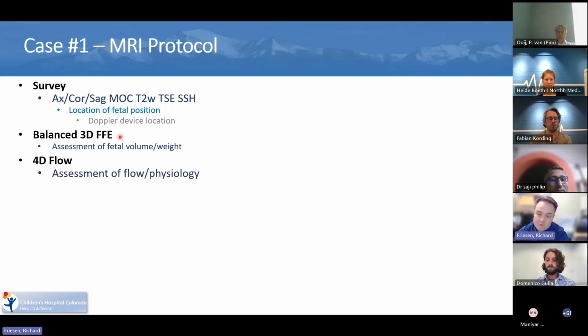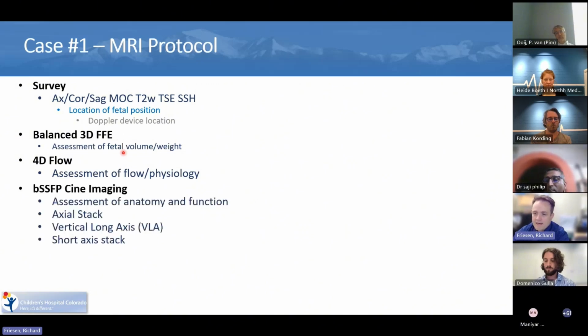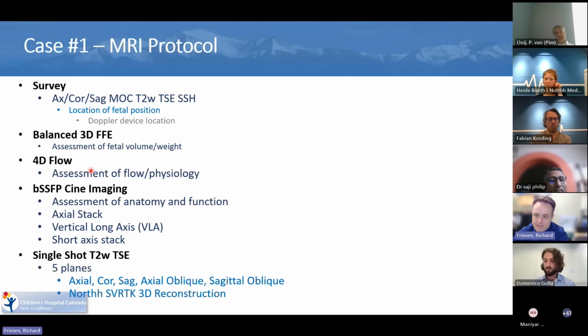And if we have a good gating signal, we typically jump right into 4D flow to assess our flow and physiology. If we need to adjust our Doppler signal, then we may go into the non-gated black blood images beforehand. And then we do our SSFP cine imaging to assess our anatomy and function. Our typical protocol is an axial stack through the entire heart, a vertical long axis, and then a short axis stack. And then we typically acquire 5 different planes of our T2-weighted black blood images that we use to look at the vasculature and input into the SVR toolkit.